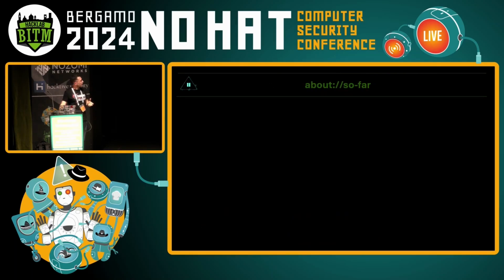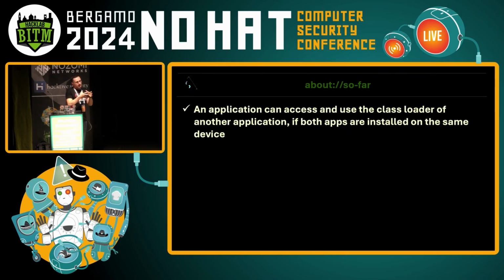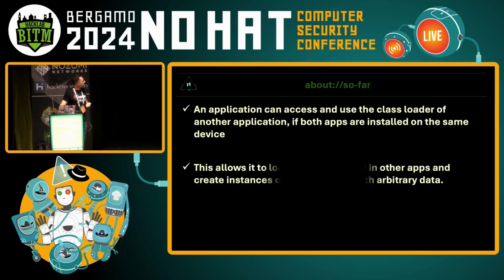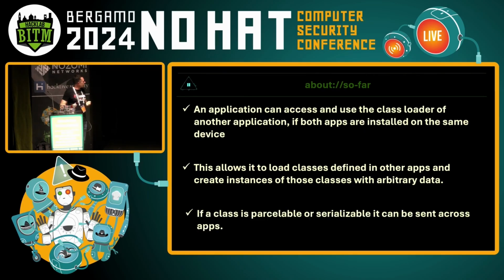So let's see what we have so far before we go to exploitation cases. An app can access and use the class loader of another app as long as both of them are installed on the same device. This is something which is beyond any doubt due to the fact, like I said before, that Android stores the specific code in world-readable directories, so we don't break any kind of law. These allow us to load classes defined in other apps and create instances of those classes, right? With data, of course, that we control. And last but not least, if a class is parcelable or serializable, it can be sent to another app.